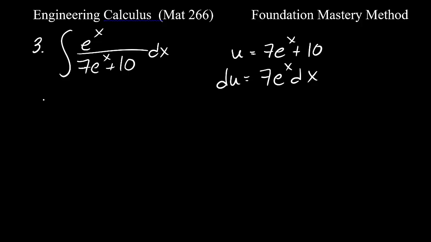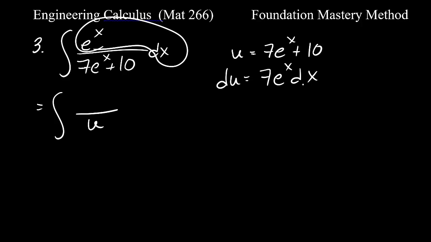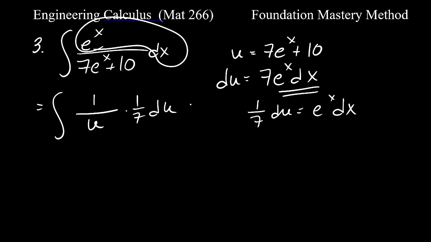So if we make the substitution, we'll have the u in the denominator, and the remainder will be the e to the x dx. E to the x dx is actually equal to 1/7 du. So now we can make that substitution. So we'll just write 1/7 du instead of e to the x dx. And now we can solve this integral. This will be 1/7 times the integral of 1 over u, and the integral of 1 over u is the natural log of the absolute value of u plus our constant of integration.